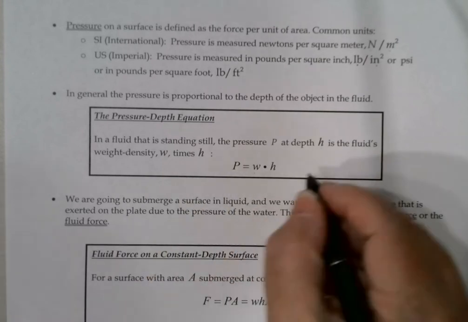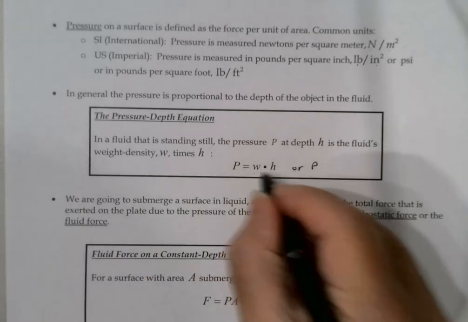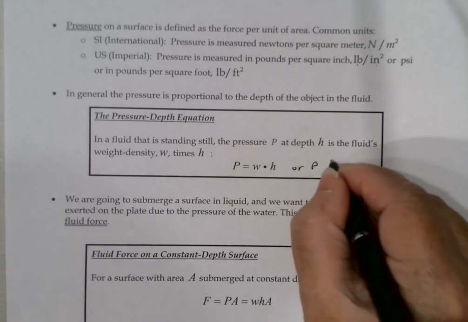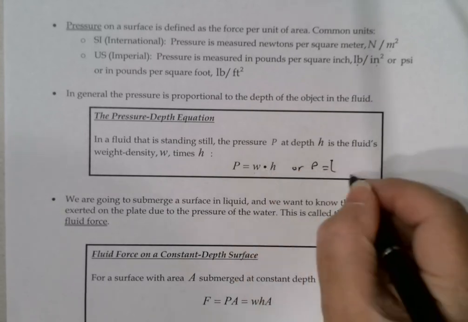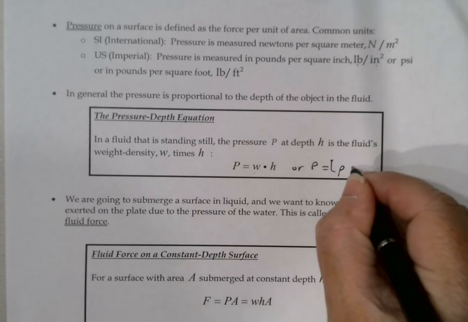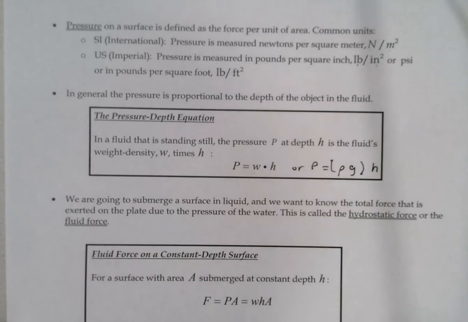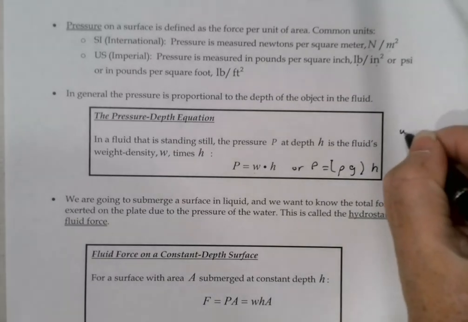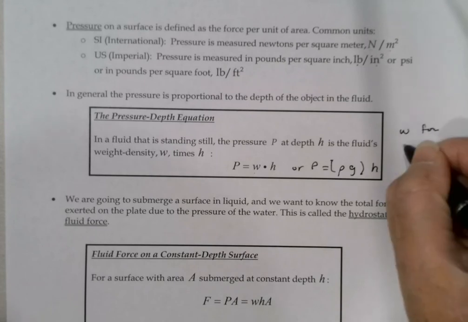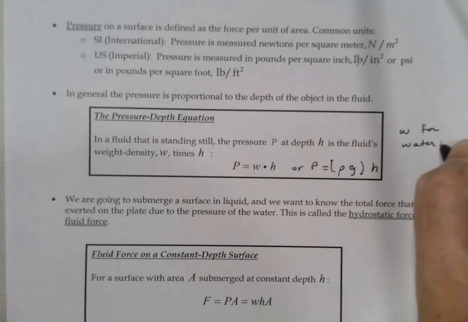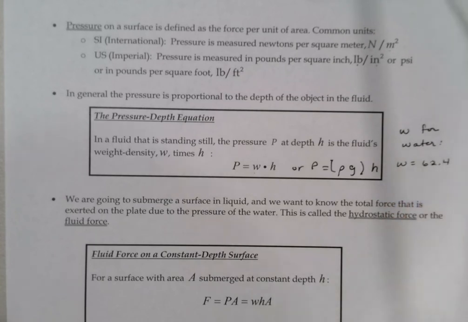Or, keep in mind, if we don't know the weight density and we do know the mass density, we can always say the weight density is the mass density times the acceleration of gravity. Just a reminder, the weight density for water is 62.4, and that's in pounds per cubic foot.